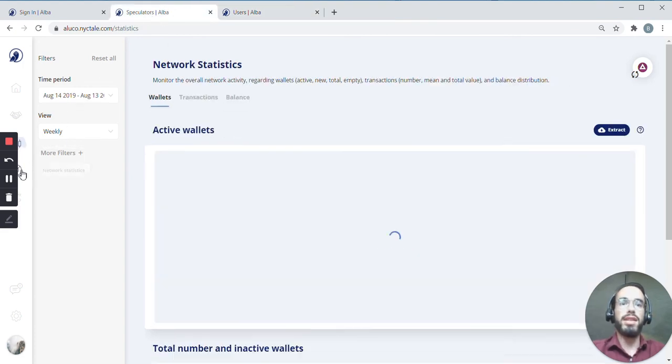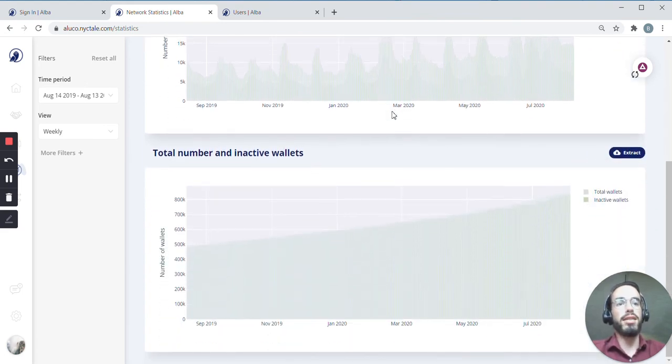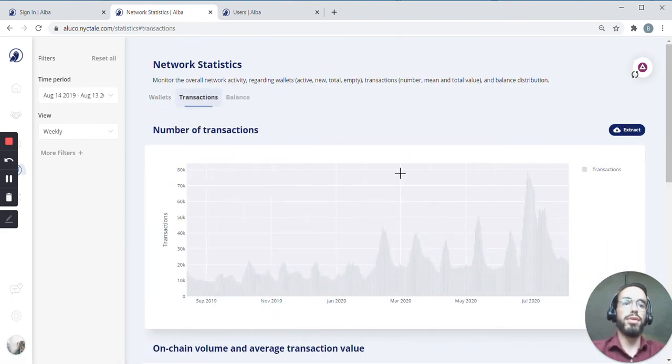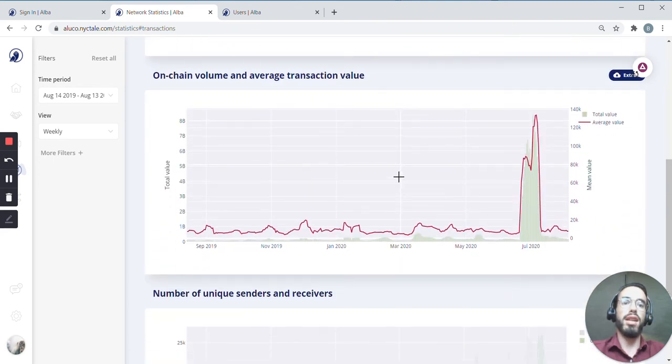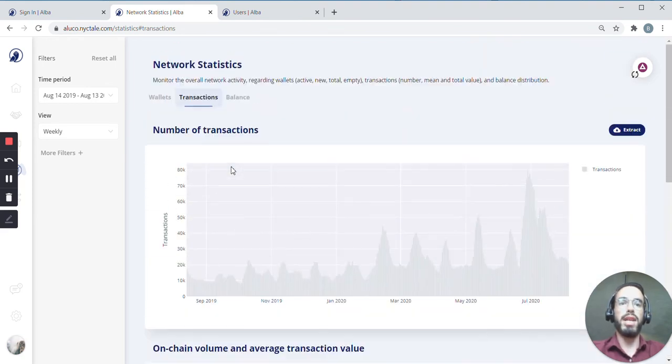The Network Statistics tab represents more classical metrics around the network activity. You can find on the first page the number of new wallets and active ones, as well as the total number of wallets having interacted with the network and the inactive ones. On the transaction page are displayed the number of transactions, total on-chain volume and average value of transaction, as well as the number of unique senders and receivers per period. These indicators are still computed on a weekly or monthly basis.